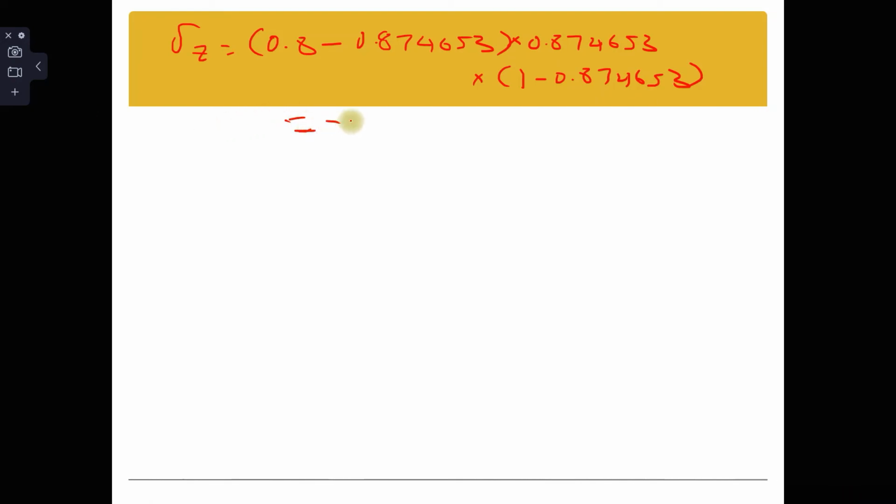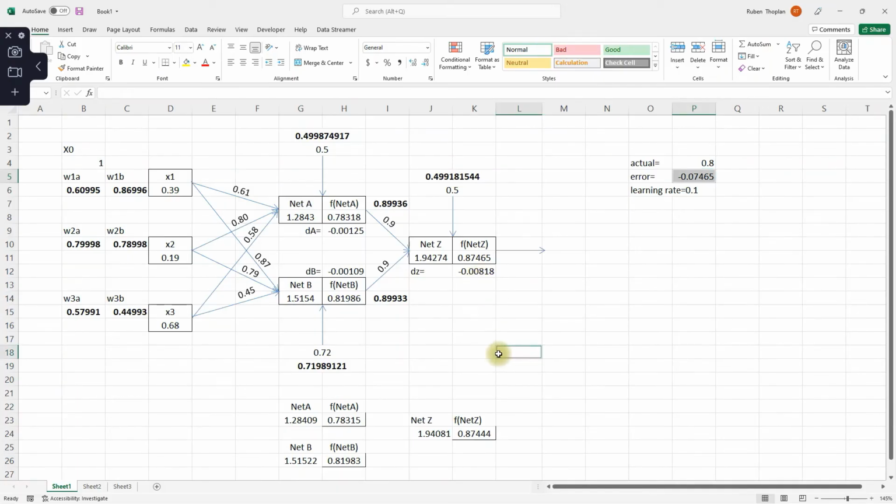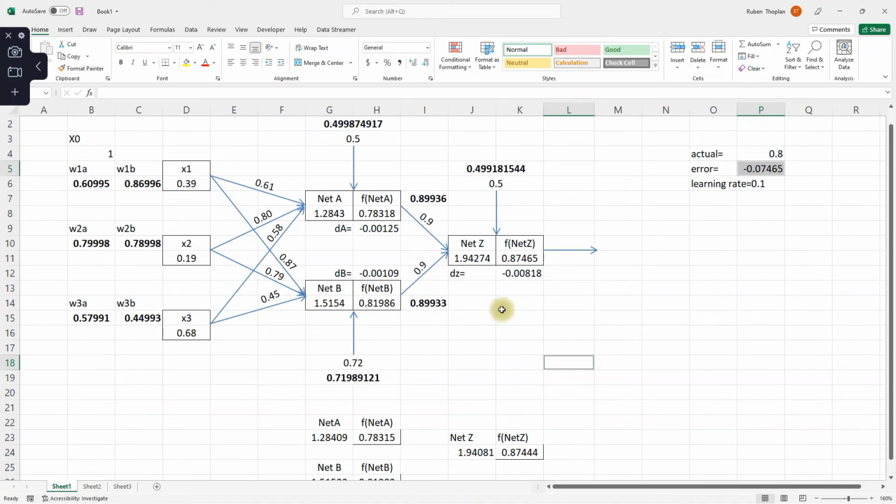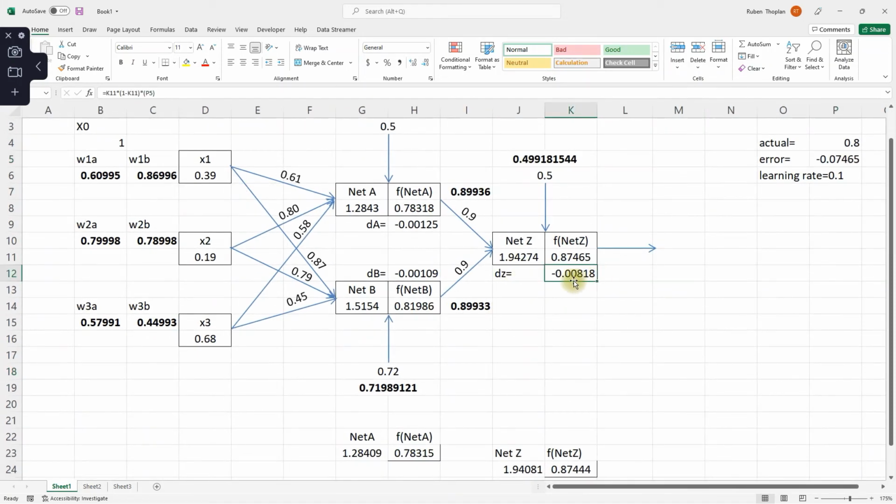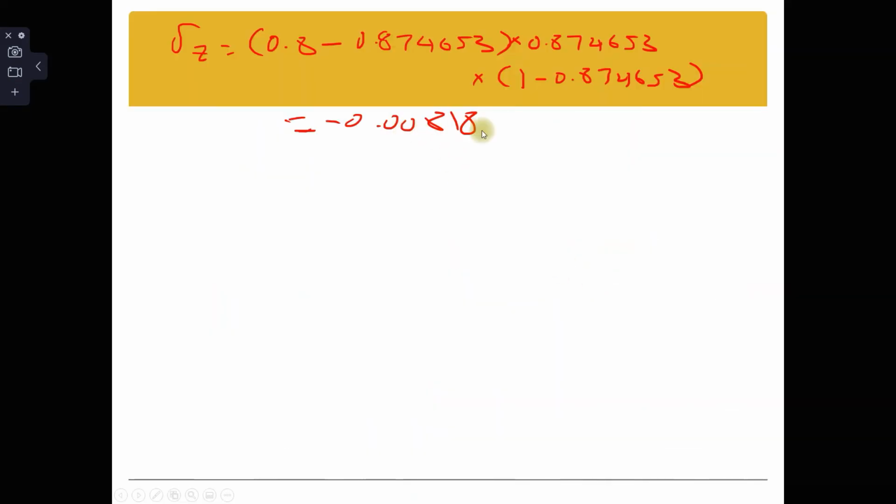So you are supposed to get negative 0.00818, all right? By the way, I've already computed all this. Let me just show you that in what I've just done here. So I've computed the delta z, which is negative 0.00818. Here we go. The next step is to update now.